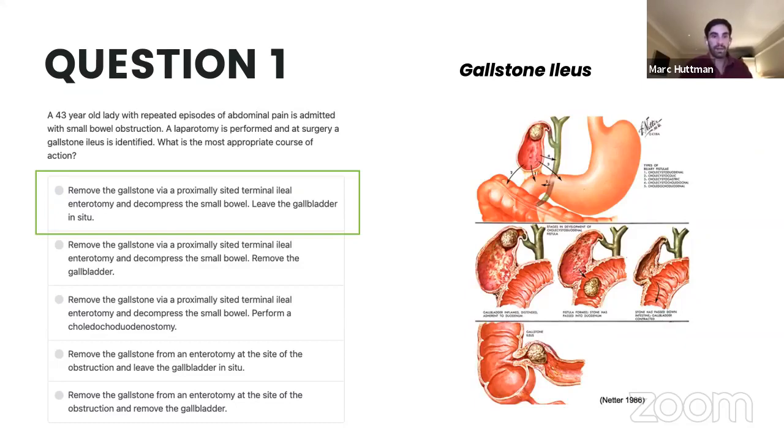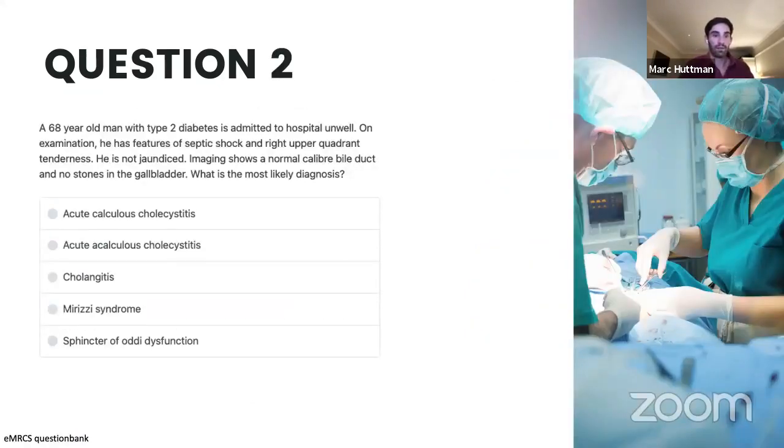Okay, so we've covered gallstone ileus. So the next kind of uncommon type of thing, which we'll cover. A 68-year-old man with type 2 diabetes is admitted to hospital unwell. On examination, he has features of septic shock and also right upper quadrant tenderness. He's not jaundiced. Imaging shows a normal caliber bile duct and no stones in the gallbladder. What's the most likely diagnosis?